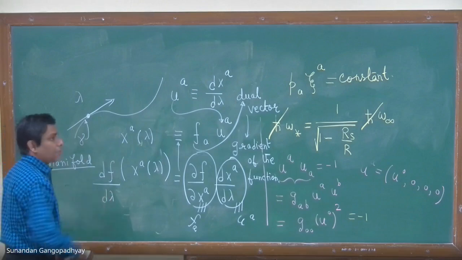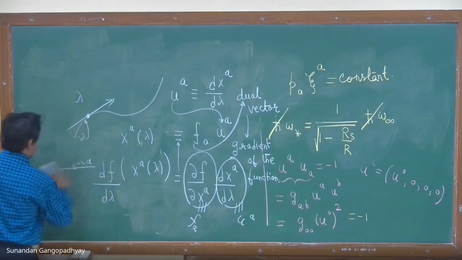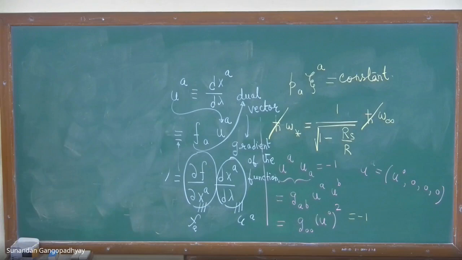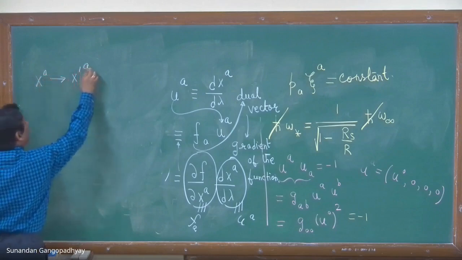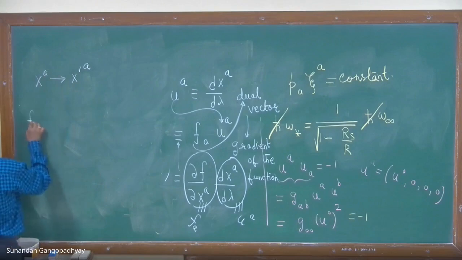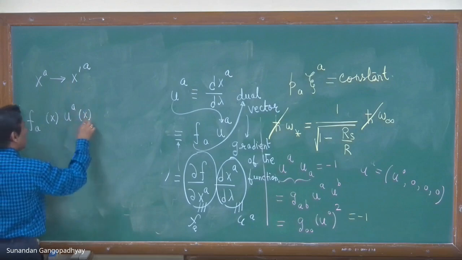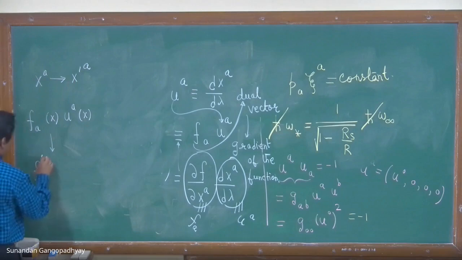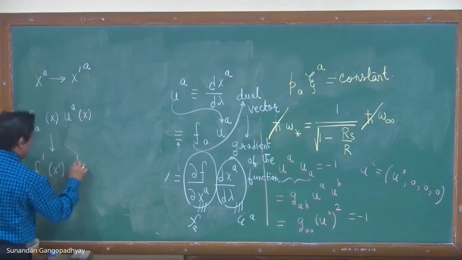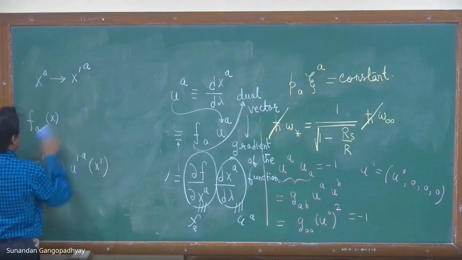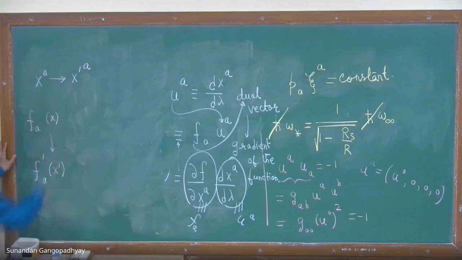Now we would like to look at the transformation properties of these objects. Suppose I make a transformation of coordinates, coordinate transformation from x A to x prime A. Under this coordinate transformation, if x, I am writing in short x, UA, this is also a function of x, this will transform to U prime A, function of x prime. Let us look at the individual transformation property for the time. Let us look at only this thing. We will do this one later.